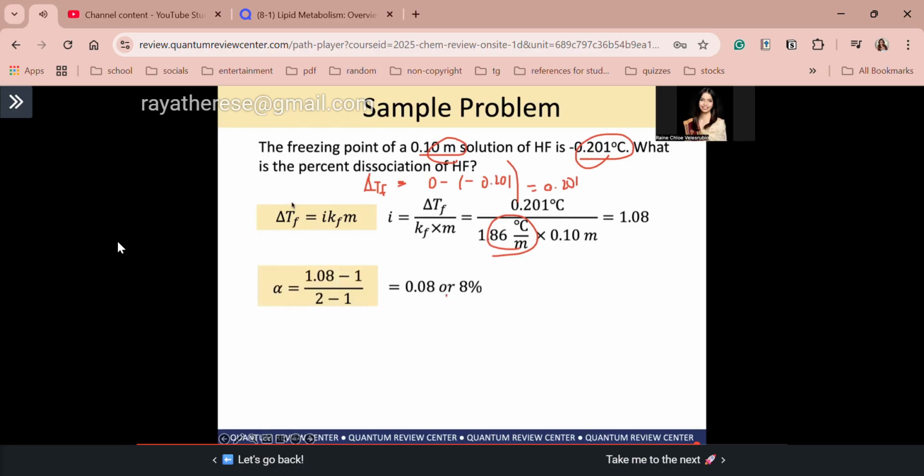Now we can solve for the percent dissociation through this equation. Alpha is equal to 1.08 minus 1, since we are now given i, the Van 't Hoff factor, divided by 2 minus 1. We technically have 2 ions, H plus and F minus, when it dissociates. Solving, we get 0.08, or 8%, for our percent dissociation of HF. What does that tell us? HF is a very weak acid. That's why it has a low percent dissociation.